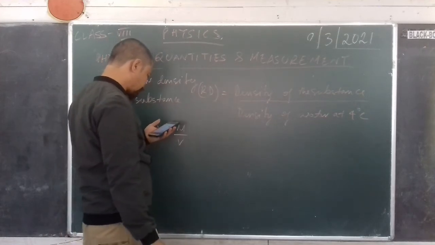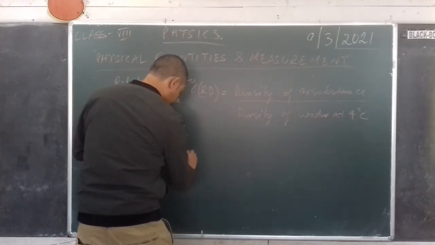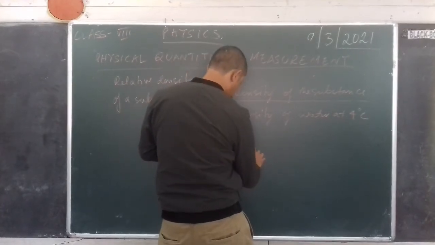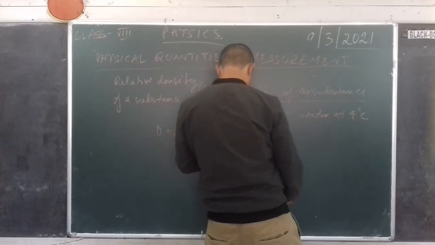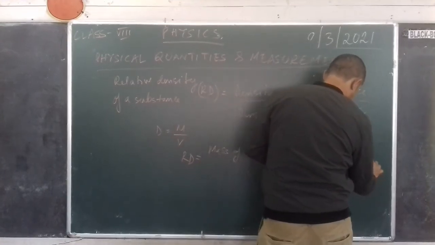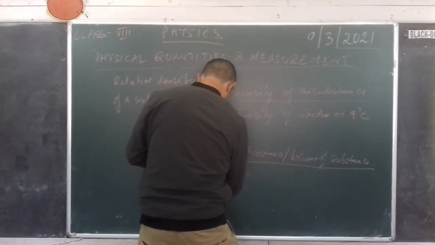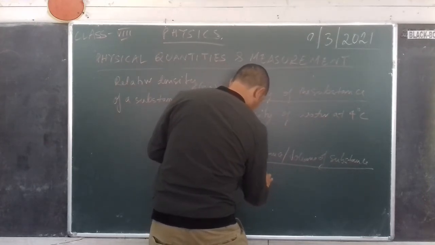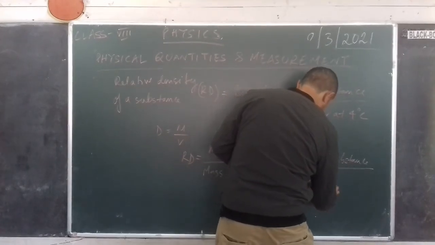So for equal volumes of substance and water, relative density can be written as mass of substance upon volume of substance, upon mass of water at 4 degrees Celsius upon volume of water.